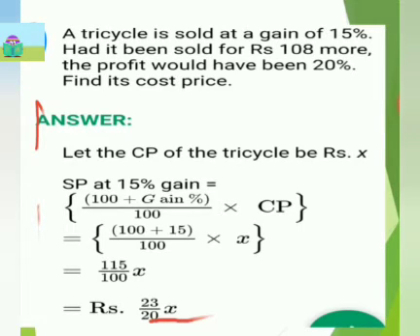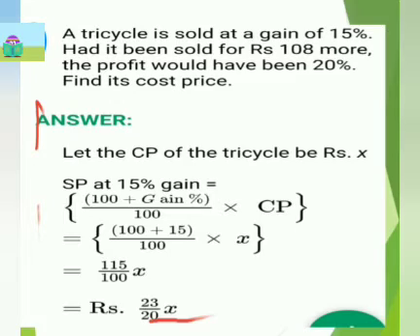Now the next question is, a tricycle is sold at a gain of 15%. Had it been sold for rupees 108 more, the profit would have been 20%. Find its cost price. So what is the question? It is saying that if a tricycle is sold at a gain of 15%, had it been sold for rupees 108 more, the profit would have been 20%.